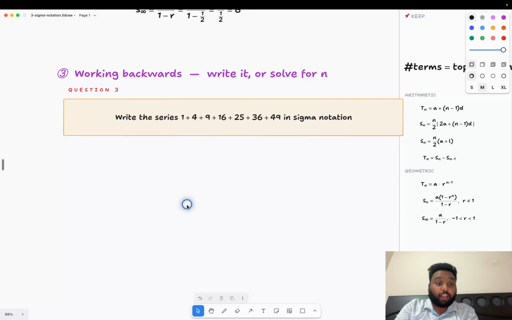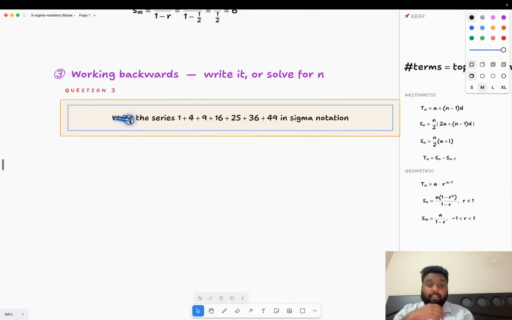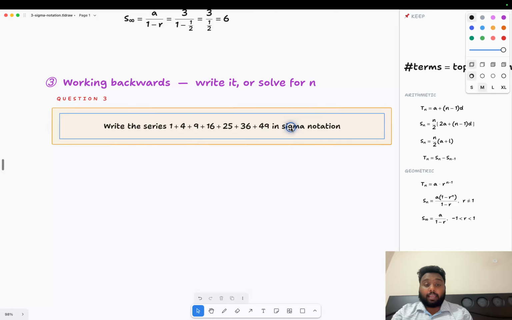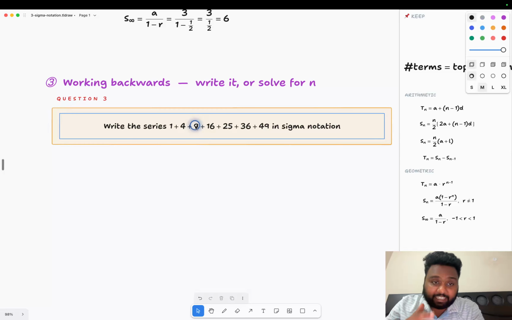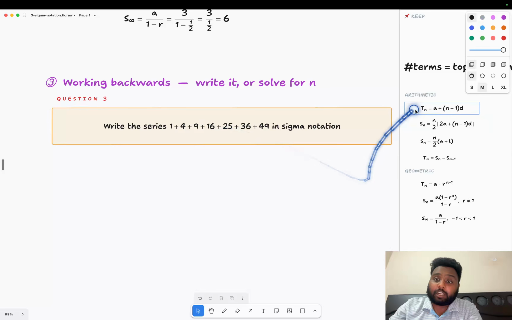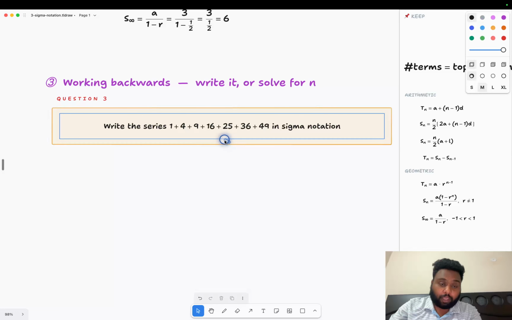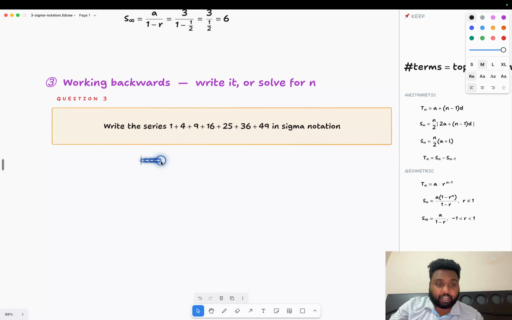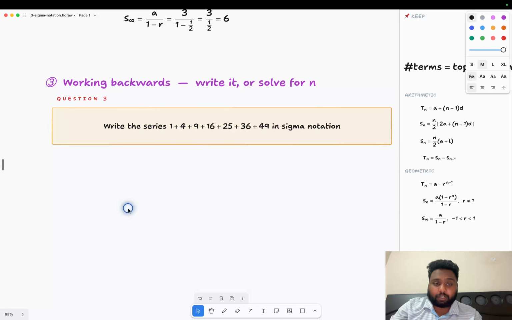Now we are going to look at working backwards and how we solve it for n. The question will tell us that here is a series given to us that is represented by this, and we have to represent this in sigma notation. When we look at this series, we have to figure out: is this an arithmetic series, a geometric series, or something else completely different? What we can do is try to look at the sum between the terms. What does the sum between the terms look like?